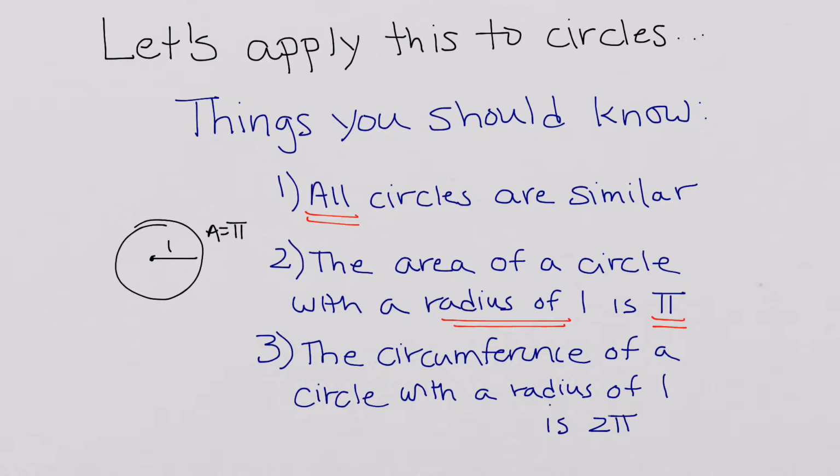Number 3, the circumference of a circle with a radius of 1 is 2 pi. Now, for those of you that might not remember from middle school, circumference is just a fancy name for perimeter. We only use it when we're talking about circles. So really, circumference just means perimeter.